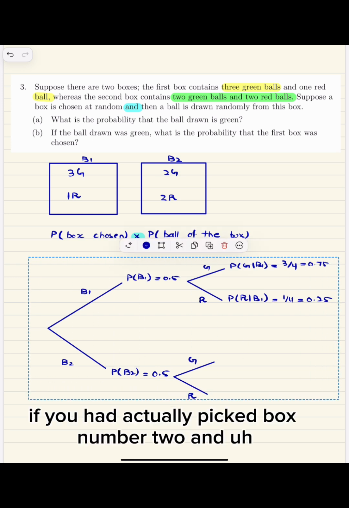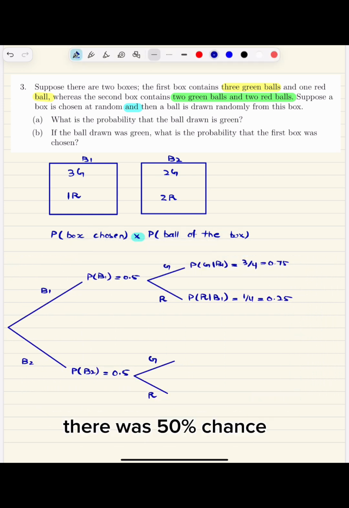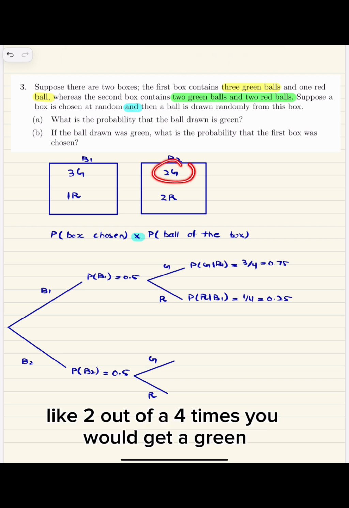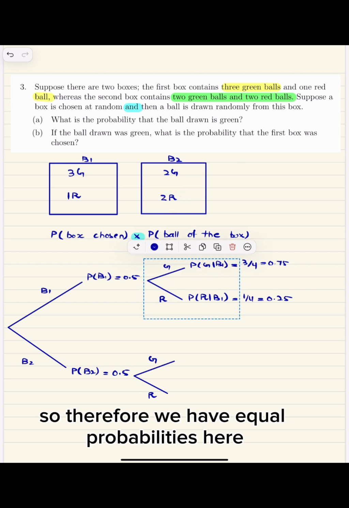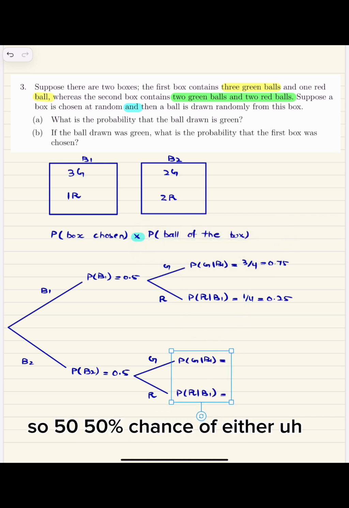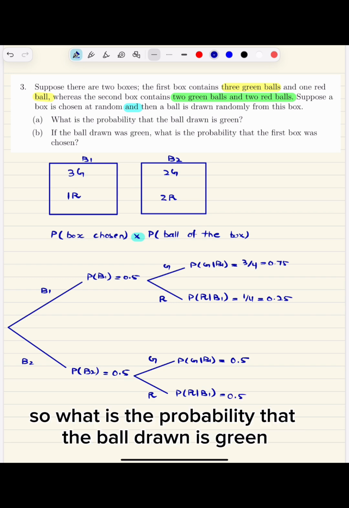The next, if you had actually picked box number 2, then there was a 50% chance, like 2 out of 4 times you would get a green and 2 out of 4 times you would get a red. So therefore we have equal probabilities here. So 50% chance of either of them coming your way. Okay. So what is the probability that the ball drawn is green?